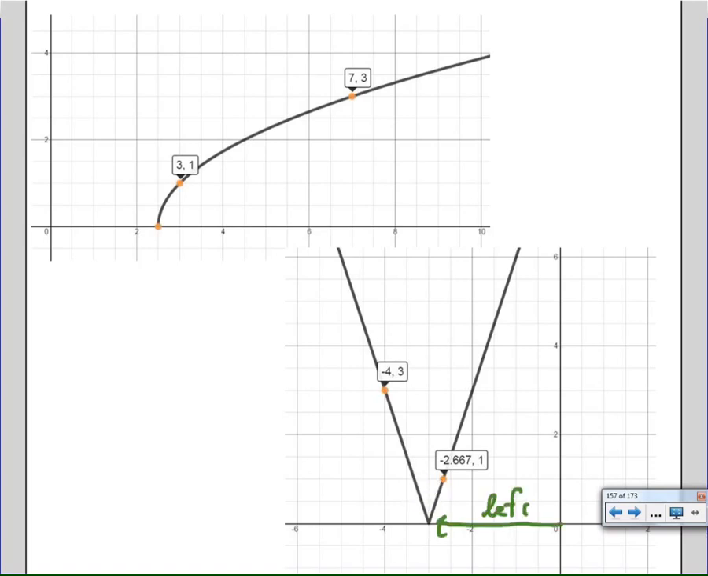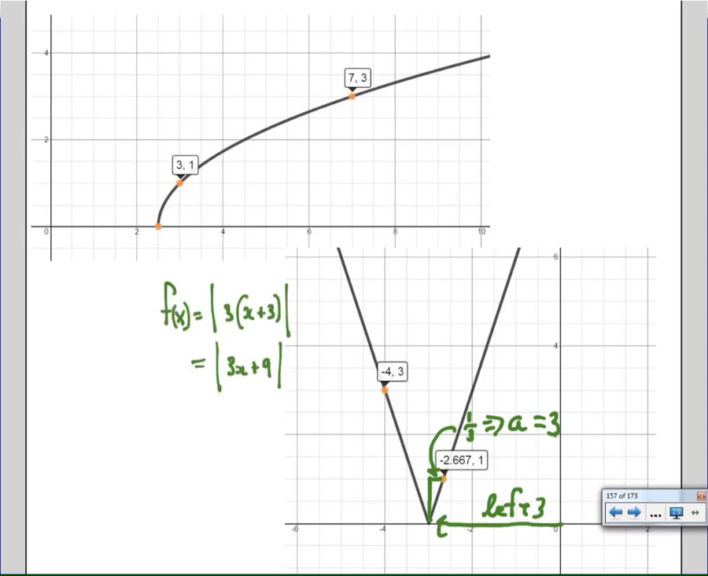So to figure out my A value, after I determine I went left 3, I'll determine my A value by going up 1, and I see that I go over 1/3, which means my A value is going to be 3. So writing my equation, 3 times the quantity, x plus 3, distributing the 3 to get 3x plus 9 absolute value.